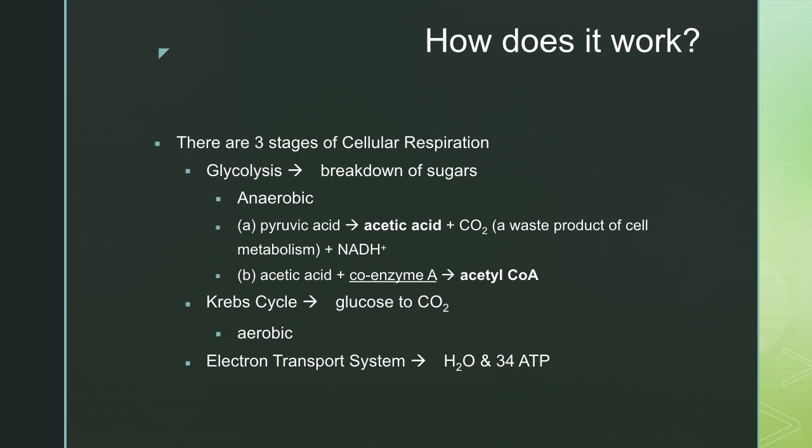The first stage, glycolysis, literally means the breakdown of sugars. It is a 10-step process that occurs in the cytoplasm. It converts each molecule of glucose into 2 molecules of pyruvic acid, which is just a 3-carbon molecule. This process is an anaerobic process, which means it does not have to have oxygen present, so oxygen is not required whatsoever. This has a net yield of 2 ATP per glucose molecule.